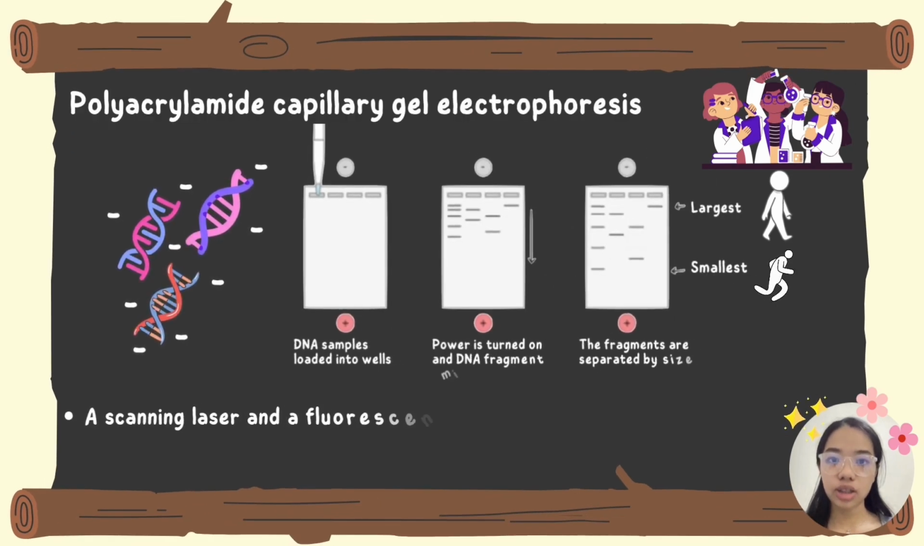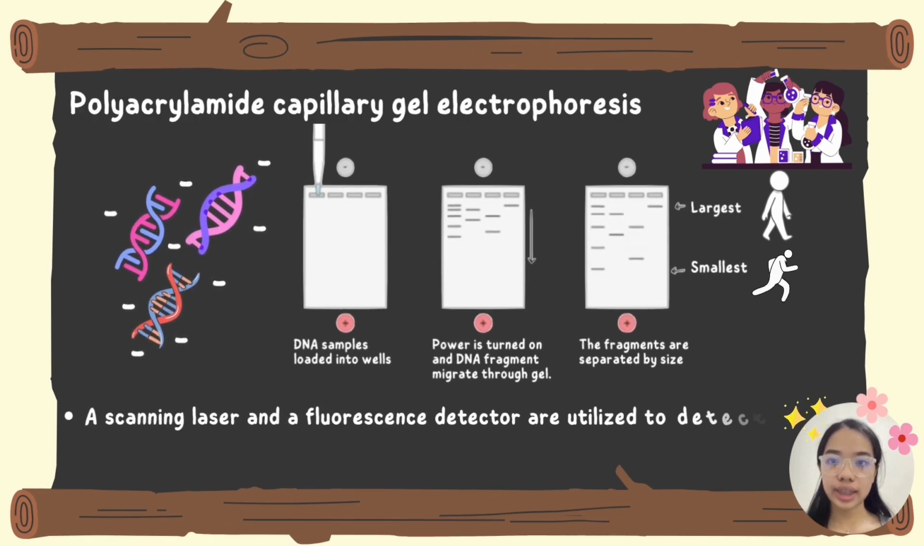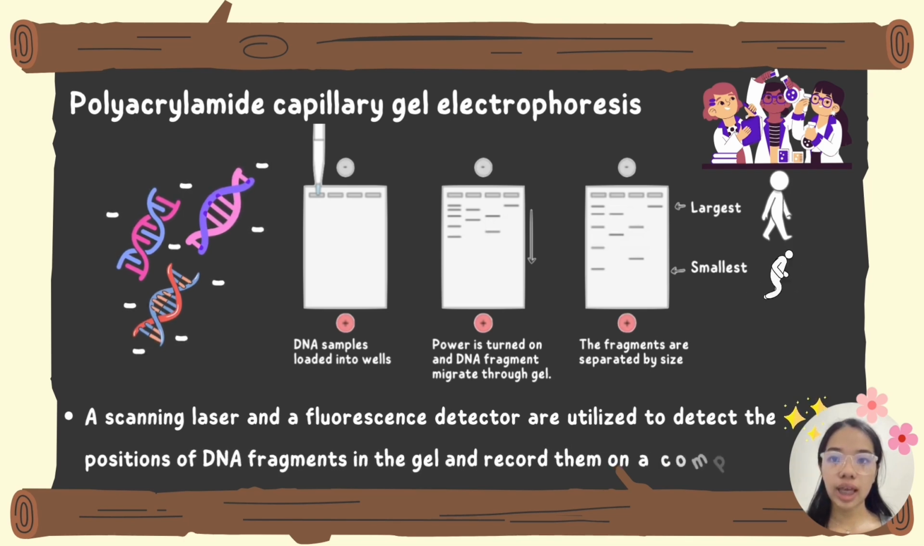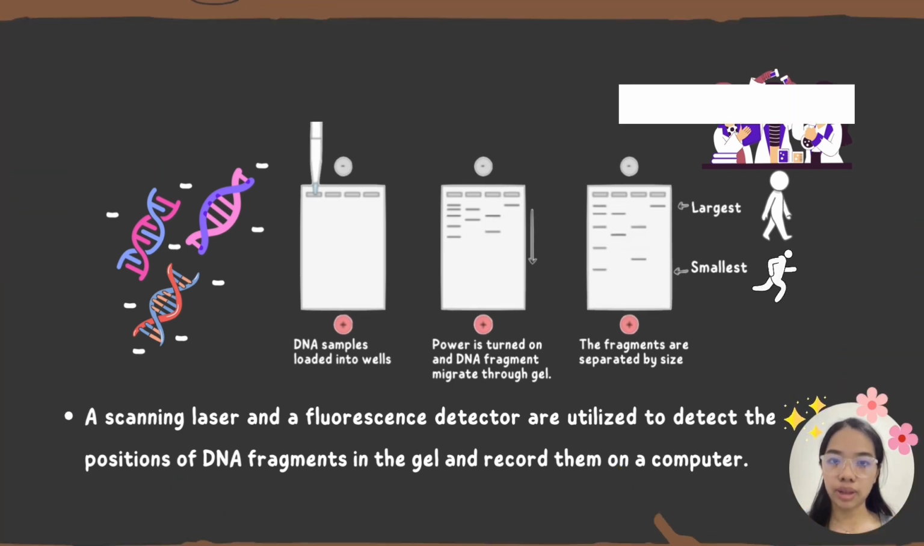Polyacrylamide capillary gel electrophoresis is the second major step. The DNA sample is first loaded into wells. The power is turned on and the DNA fragments migrate toward the positive electrode because the DNA is negatively charged. The fragments are separated by size, and the smaller fragments move faster. A scanning laser and fluorescence detector are used to detect the position of the DNA fragments.